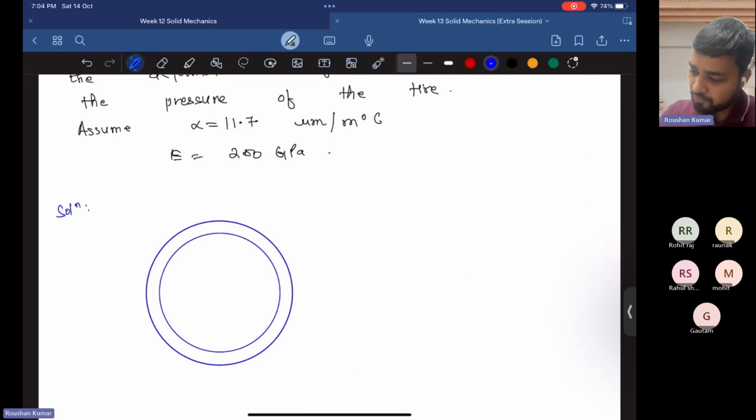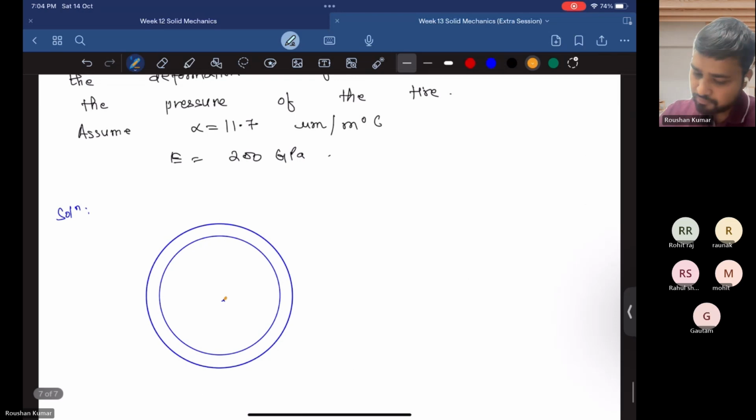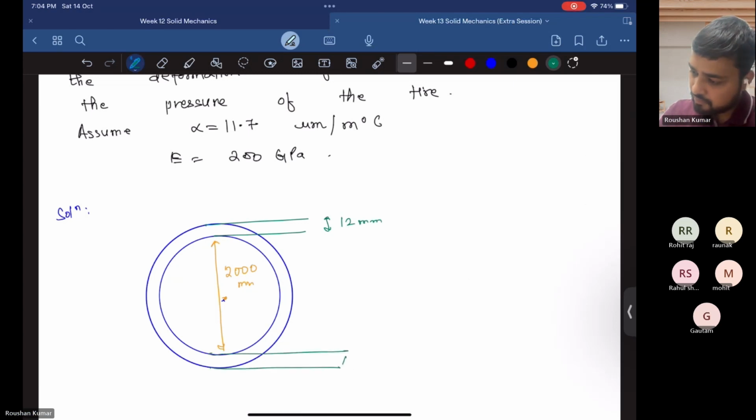This is the wheel of 1200 mm. That is, sorry, 2 meter of diameter, that is 2000 diameter. And here we have a tire which is 12 thick and 90 mm wide.